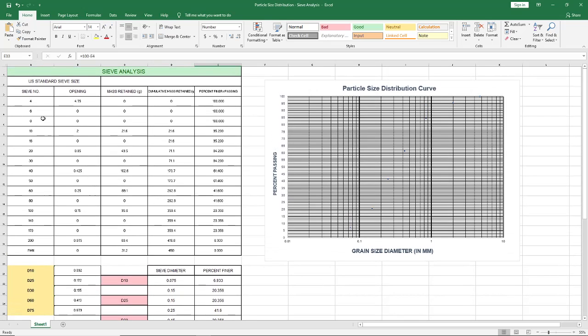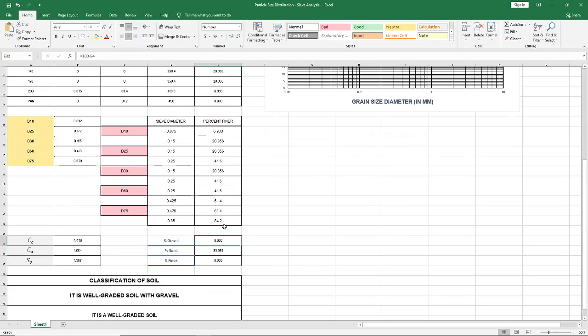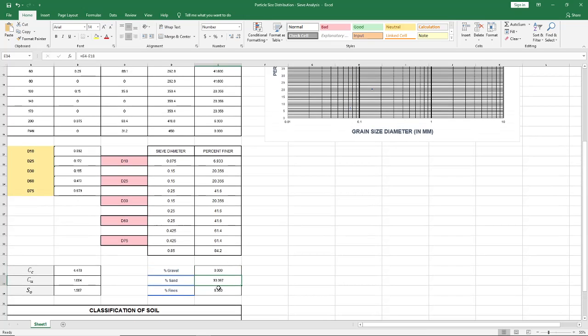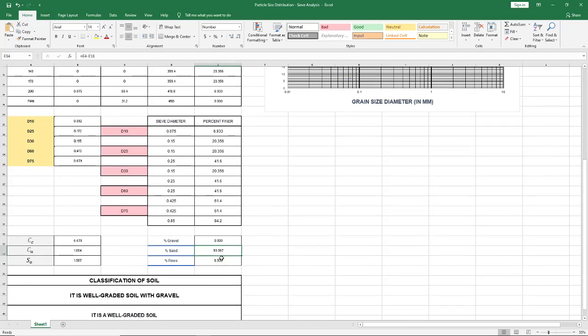And then for the sand, it is the percent finer passing through sieve number 4 down to sieve number 200. So with 100% finer, we just subtract 6.933, so you were able to get 93.0067. And that 6.933 that passes through sieve number 200 will just be the percent fines.